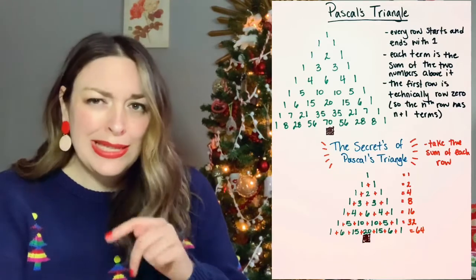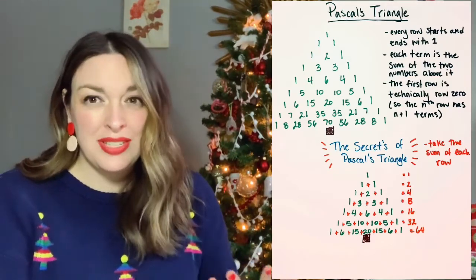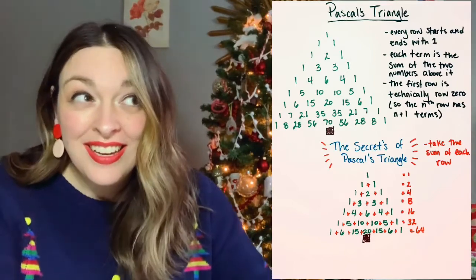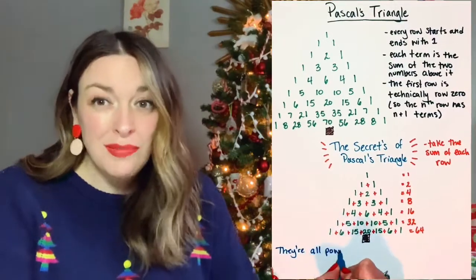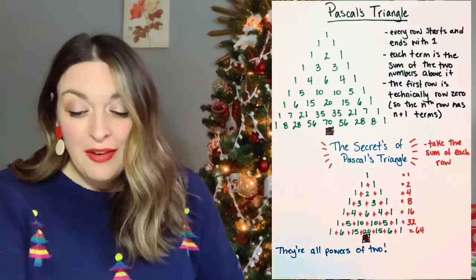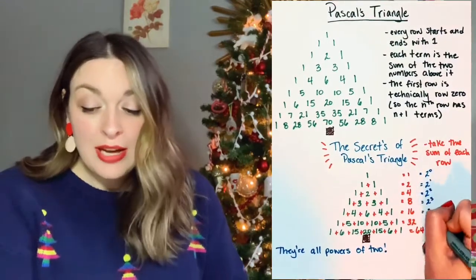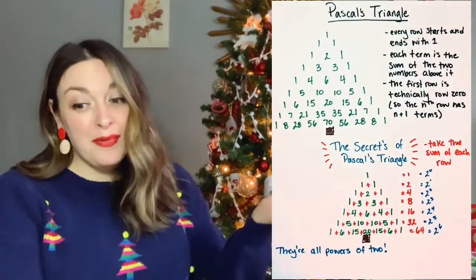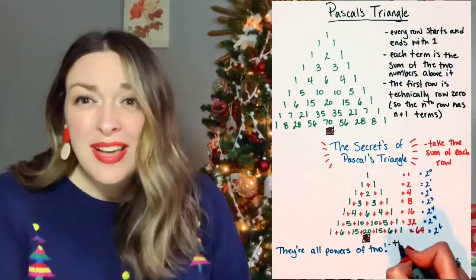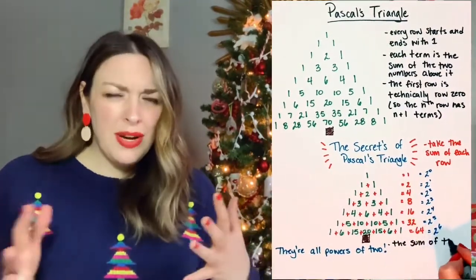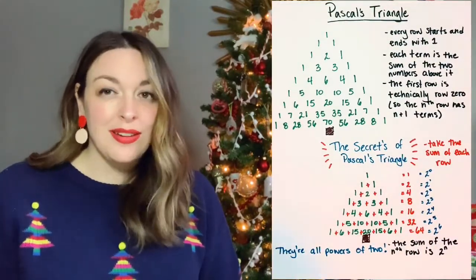Let's look at those numbers. 1, 2, 4, 8, 16, 32, 64. Do you see it yet? Those are all powers of 2. Meaning 1 is 2 to the power of 0, 2 is 2 to the power of 1, 4 is 2 to the power of 2, 8 is 2 to the power of 3, 16 is 2 to the power of 4, 32 is 2 to the power of 5, 64 is 2 to the power of 6, it keeps going. That's kind of crazy if you think about it. The sum of all the rows is 2 to the power of n, where n is the row number.